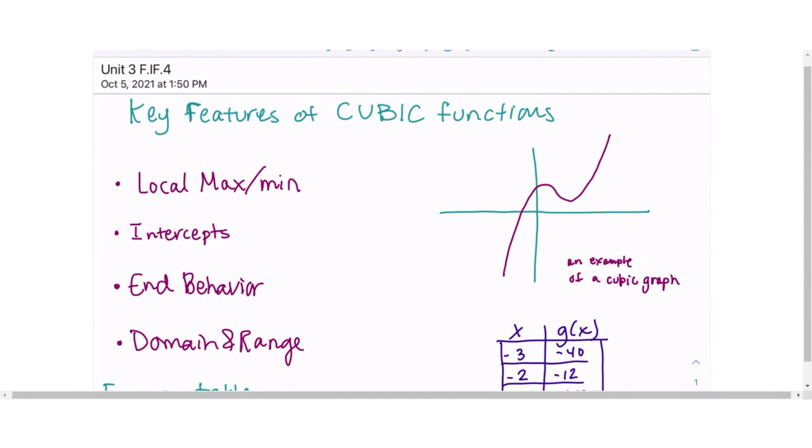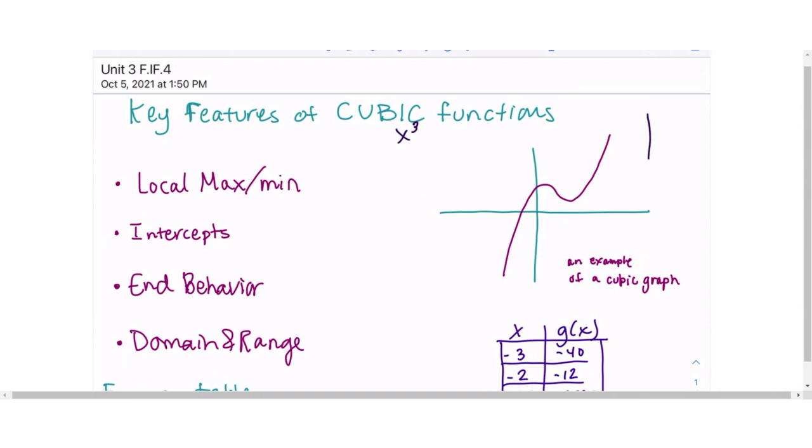So first of all, a cubic function is a function that has an x to the third in it. That's the highest power of the function, a cube, like 3. That's a cube because it would be like 3 dimensions. Length times width times height would be the volume of a cube. All right. And this is an example of a cubic graph.